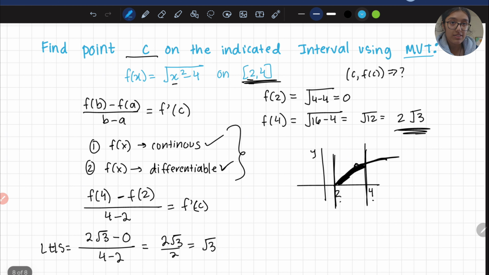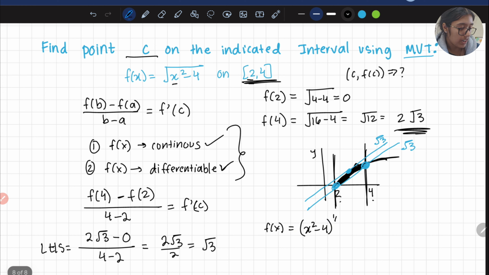Now, what this is saying visually is that the line connecting this point and this point has a slope of square root 3. Now, I need to find a point on this curve where the tangent is also square root 3. And we know we could find the slope of a tangent by just taking the derivative of the original function. So let's actually do that. So we have f prime of x. Oh, actually, let's do f of x is equal to x squared minus 4.